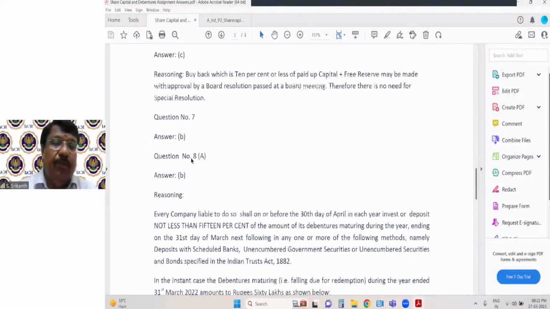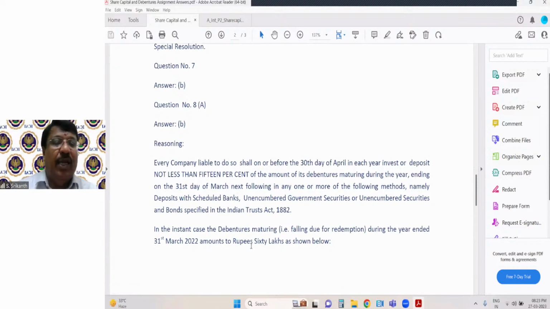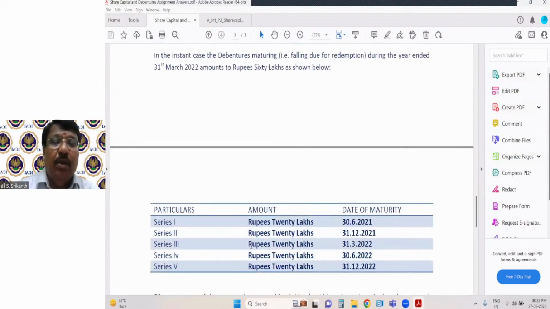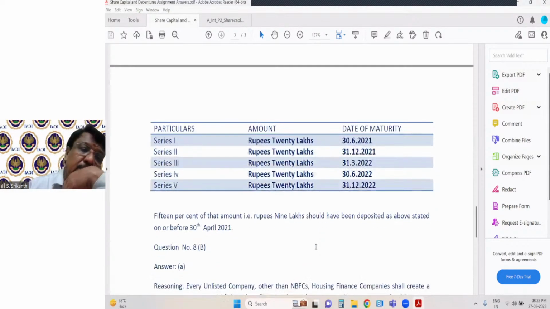Not less than 15% should be deposited on or before 30th April, right? In the instant case, during the year ended, that amounts to 60 lakhs. 15% of the amount, that is 9 lakhs, should have been deposited on the date.